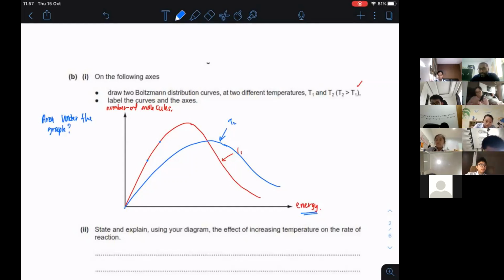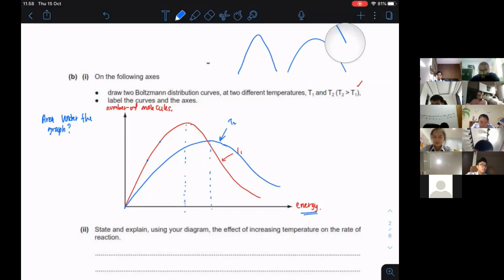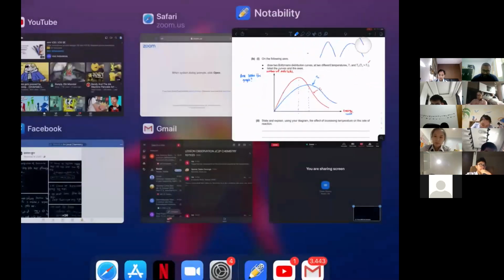So to explain why the peak is actually changed now: it means that last time, there are a lot of molecules having this particular energy, but now most of them actually have higher energy, but the number is going to be decreased because the graph becomes like this to become something like this. So it means there will be more molecules having more energy. So the graph will become a little bit flattened. That's the reason.